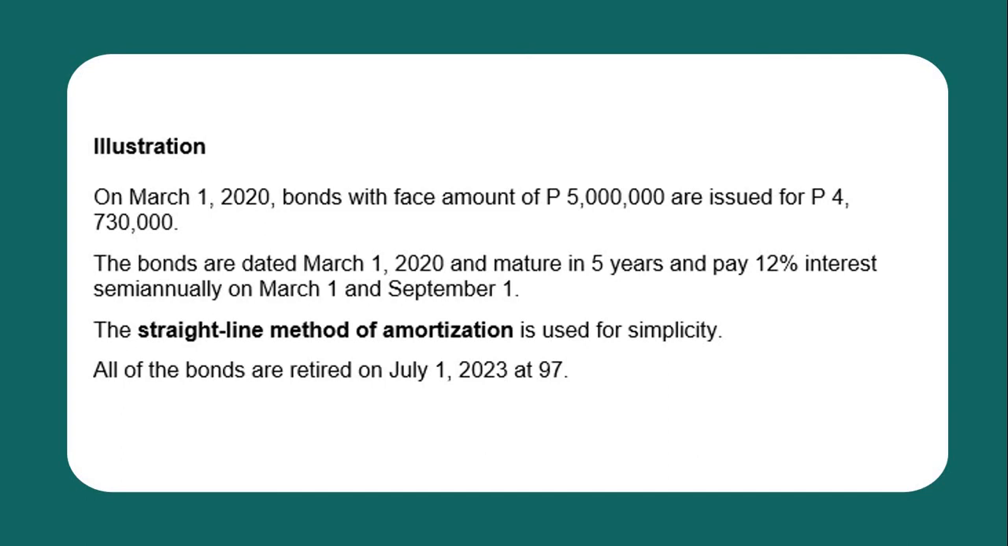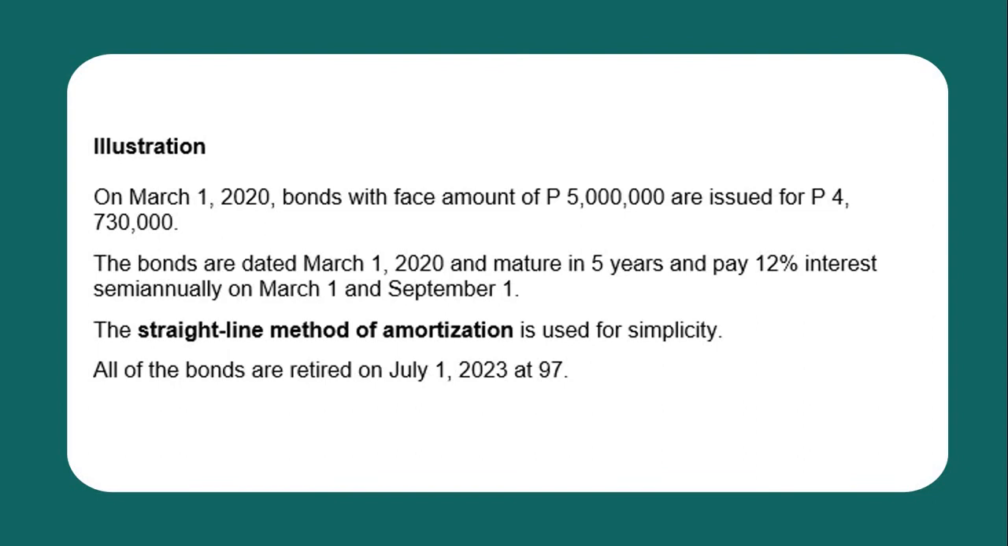Now, the bonds are dated March 1, 2020, meaning the bonds were issued on interest date. And mature in 5 years and pay 12% interest semi-annually on March 1 and September 1. When should it mature? That is on March 1, 2025, after 5 years. The straight line method of amortization is used for simplicity.